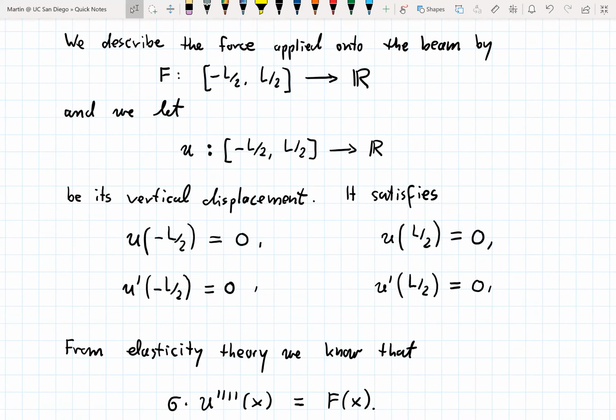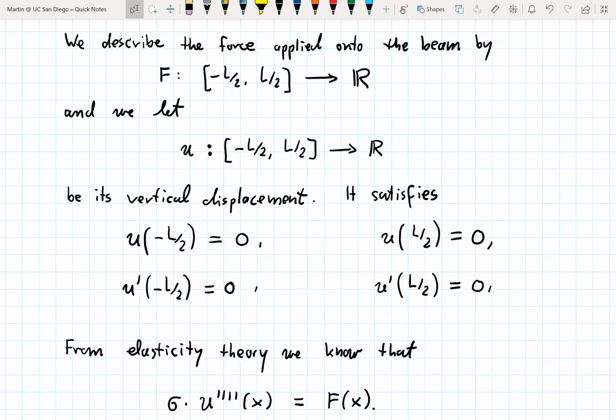So this time the force is supposed to be applied all over the beam. For example, it might be gravity. Maybe we have different weights distributed all over the beam. And mathematically, we describe the force that is applied onto the beam by a function f. That function goes from the interval minus L over 2 up to L over 2 into the real numbers. And for any x from this interval, f tells us what is the force applied at this point x.